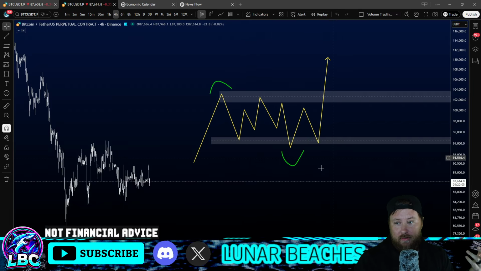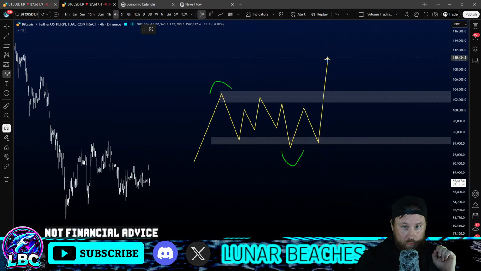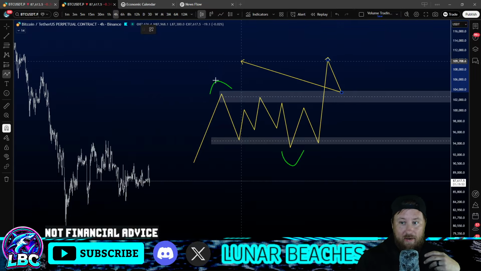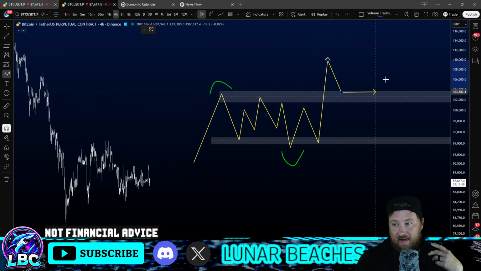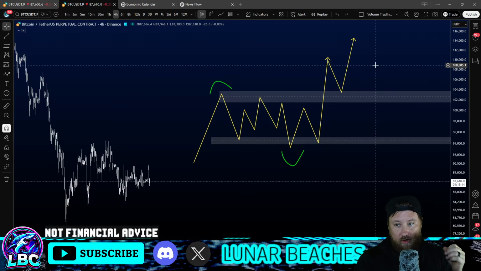So right here, you can see just sideways chop. We're within a range. Nothing is happening until we break out. Then we look for a pullback. And if we get that pullback back onto this previous high, we look for continuation off of that level.